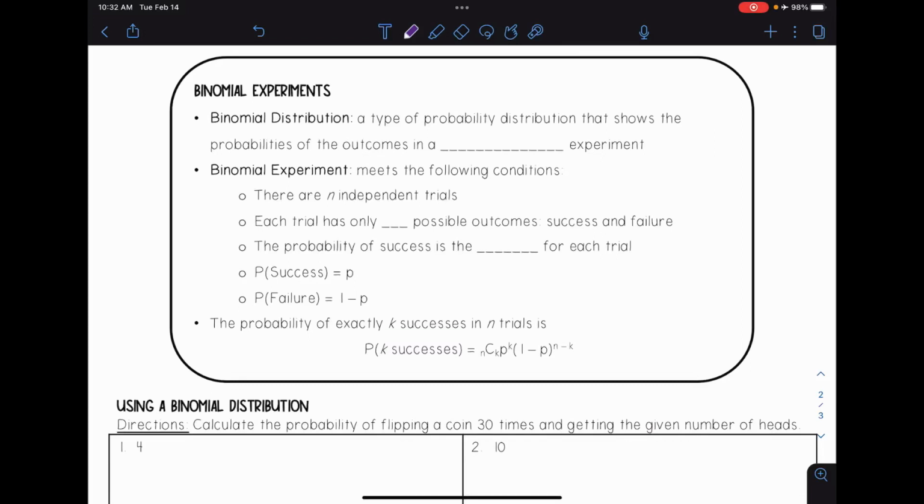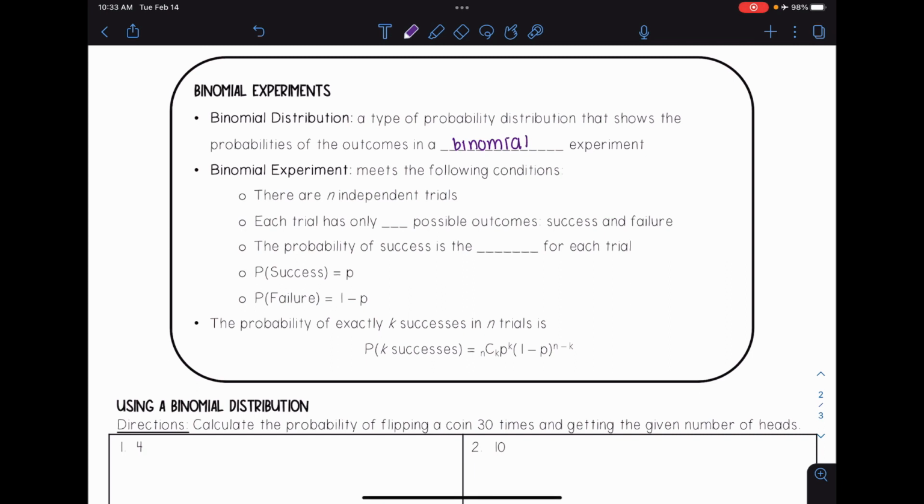In this video, we are going to be talking about binomial experiments. So first, let's look at some vocabulary. A binomial distribution is a type of probability distribution that shows the probabilities of the outcomes in a binomial experiment. And a binomial experiment meets the following conditions.